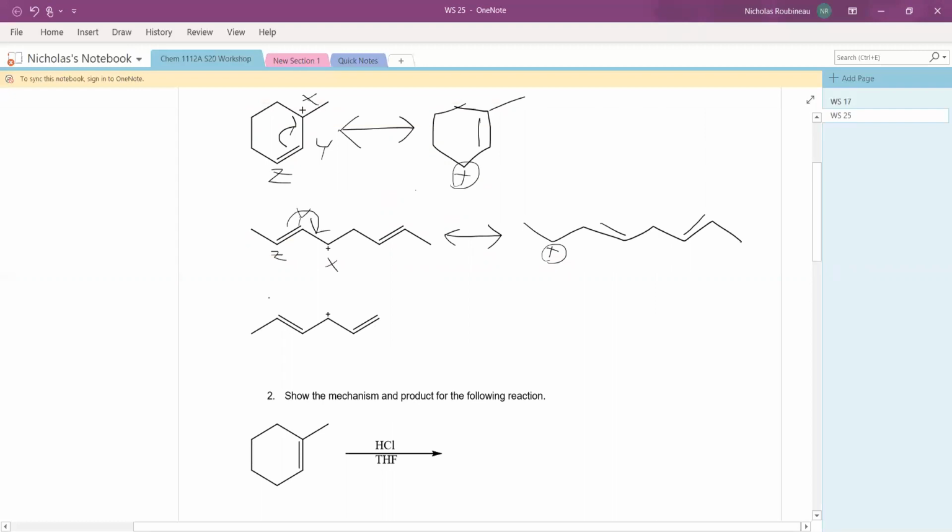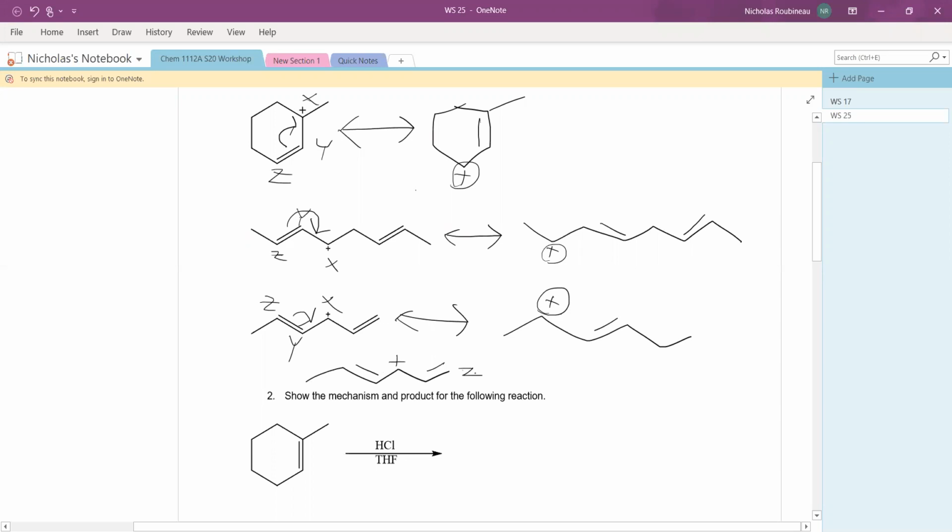So for this one, again, we have this form here. So we can do the double bond just like on the last one. And we get this. Can we draw any other resonance forms with this? Yeah, we can. So I'll redraw it to make it not as cluttered.